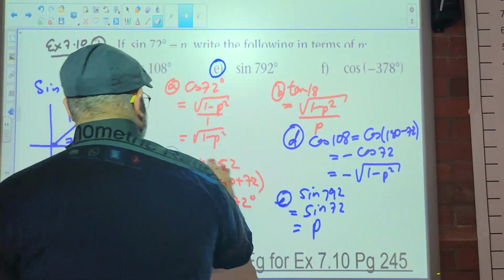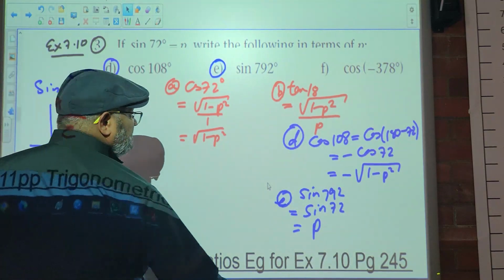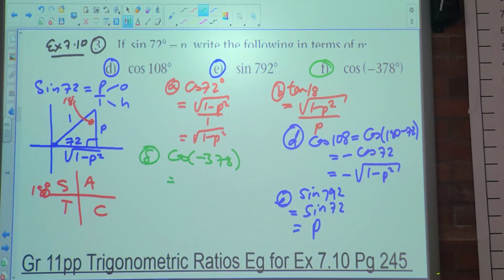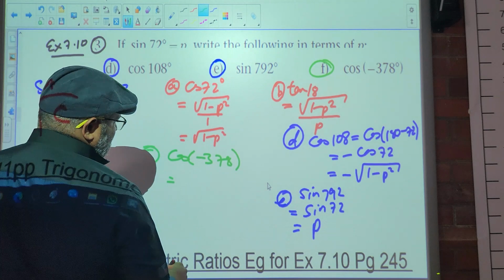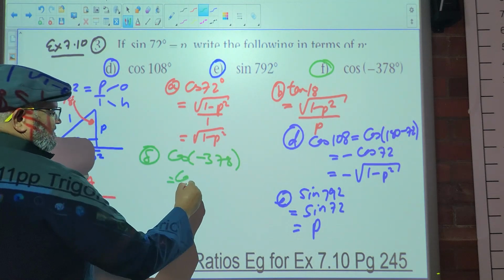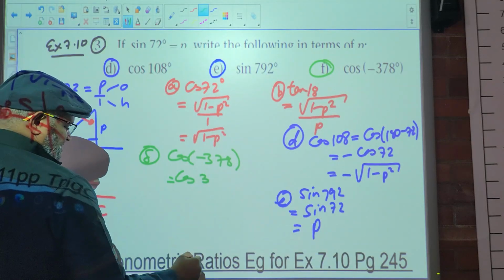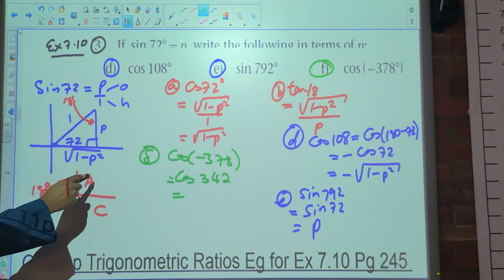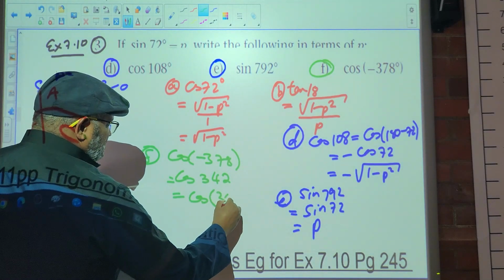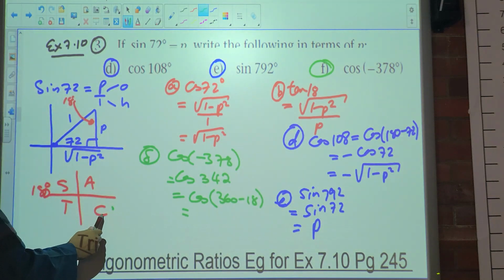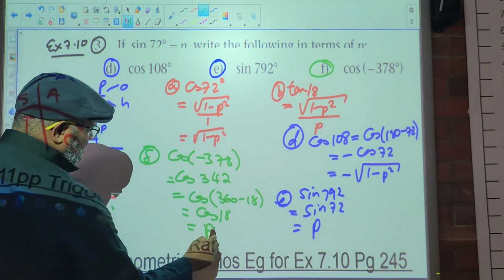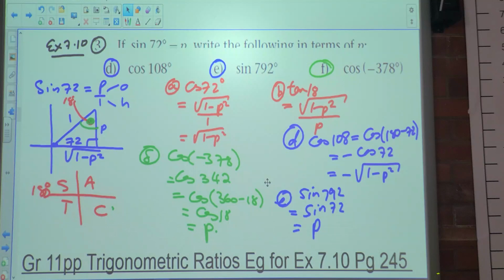And then the last one, which is F. And this was the issue. Cos of negative 378. What do I do? You add 360, which gives negative 18. You add 360 again, we get cos of 342. Which quadrant is 342? Fourth quadrant. How do we get the fourth quadrant? It's cos of 360 minus 18. Is cos positive or negative in this quadrant? Positive. Cos 18. Cos is adjacent over hypotenuse, which I could have said is cos of 90 minus 72, which is sine of 72. Which is then also p.